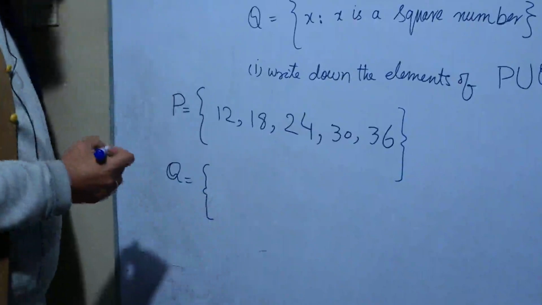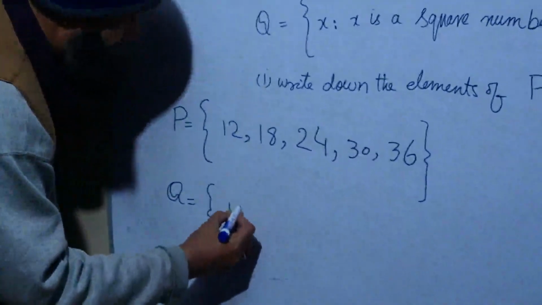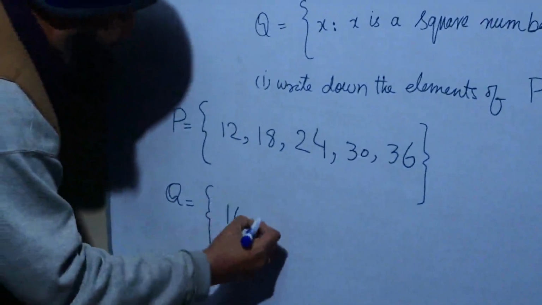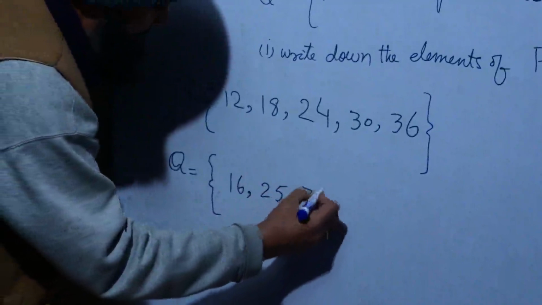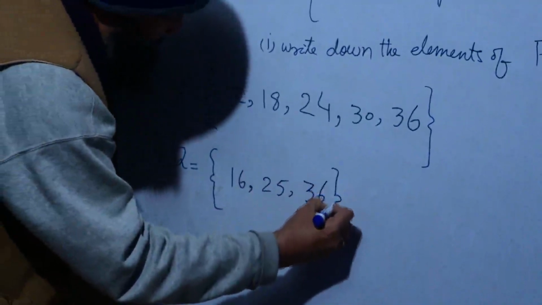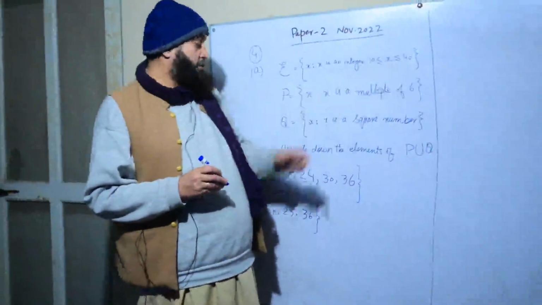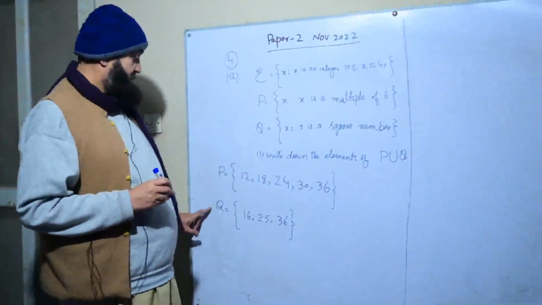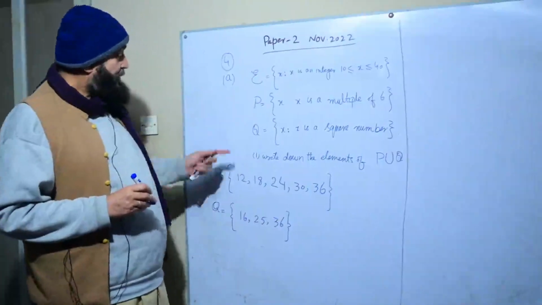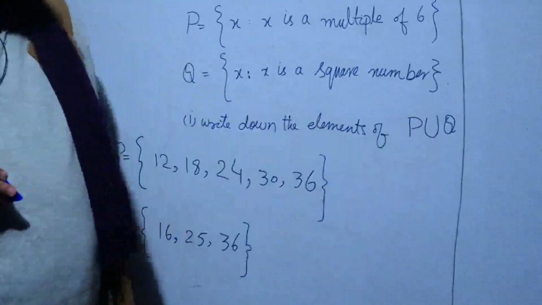Similarly, Q is a square number, so Q will be equal to the square numbers between 10 and 40. The first square number between 10 and 40 is 4 squared, which is 16, and 5 squared is 25, 6 squared is 36. That's it. Because 7 squared is 49 and 49 is greater than 40, 49 will not be included in this set Q. Now the question is, write down the elements of P union Q.